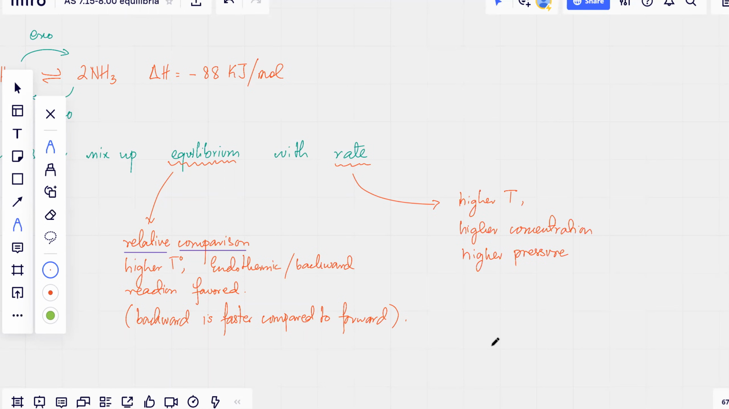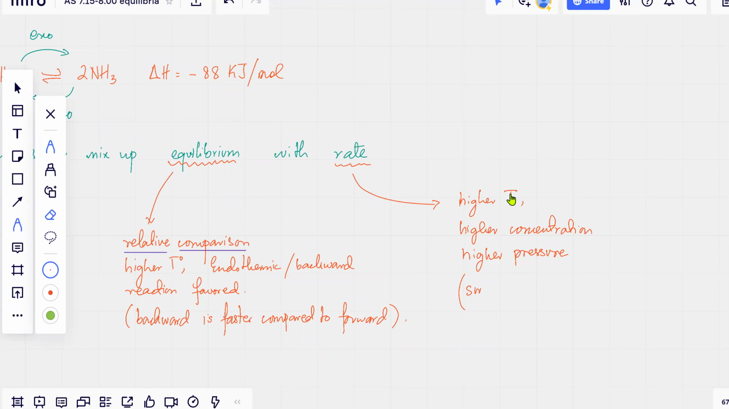At higher pressure, particles are closer together, so they bump into each other more, giving more frequent collisions. At higher concentration as well, there are more particles, so they're closer together. At higher temperature, the particles have more kinetic energy, so they travel faster and collide more frequently, and the collisions are also more effective, more successful, more violent. In all three cases, there are two more factors that affect the rate of reaction, but since those two have nothing to do with equilibrium, I'll just mention one: surface area.